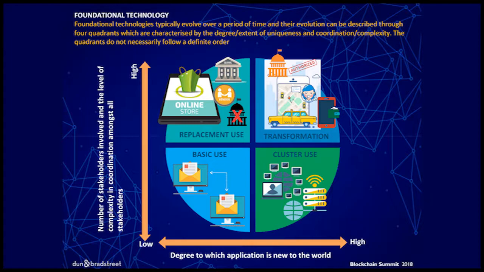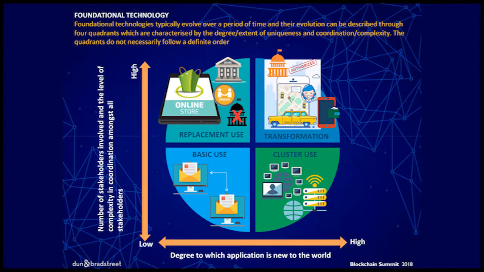The email replaced that, but that was only the first quadrant of the 4 quadrants. And why that's important is that when someone refers to blockchain as being synonymous with Bitcoin, that's like referring to the internet as email. It's only the first quadrant. It's only the simplest use case.